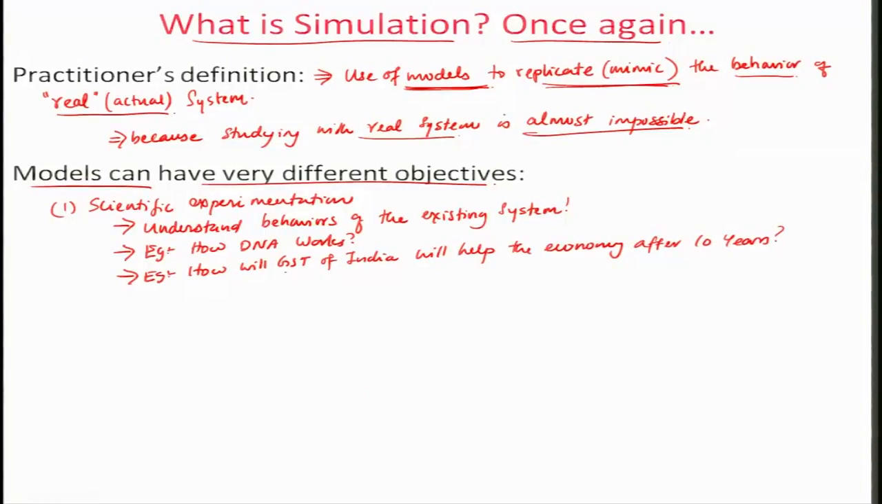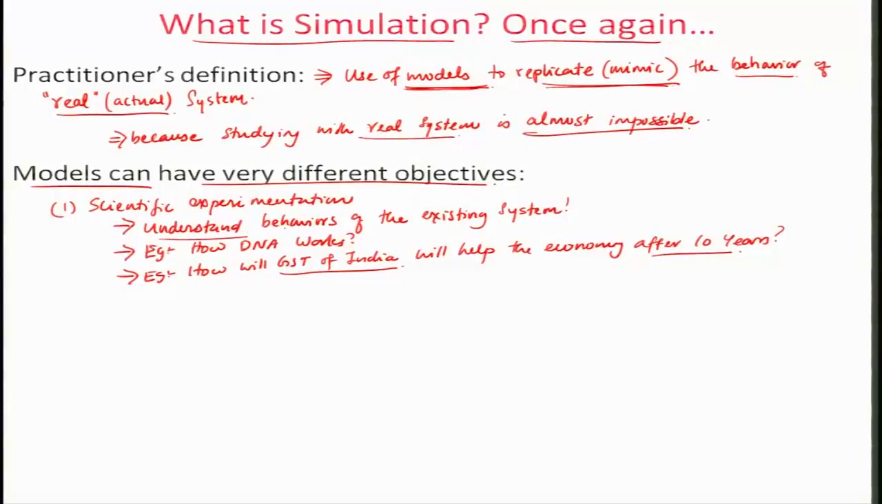So, this question, how the goods and service tax of India will help the economy after 10 years, you can actually study this by the real system, but it requires you waiting for 10 more long years, which you do not have. If you want to find out what is going to be the impact on the economy after 10 years, you have no other option but to build a simulation model, put the values into it, try to mimic the behavior of the Indian economy and introduce the GST into it, and run the simulation for a duration of 10 years and look at the result, and then from the result make the conclusion. So, this is the scientific experimentation where you are more focused on understanding the behaviors of the existing system.